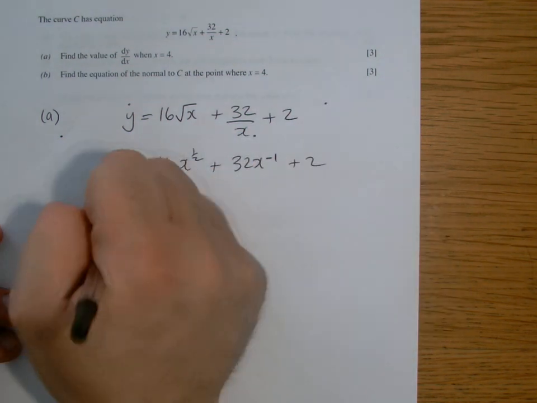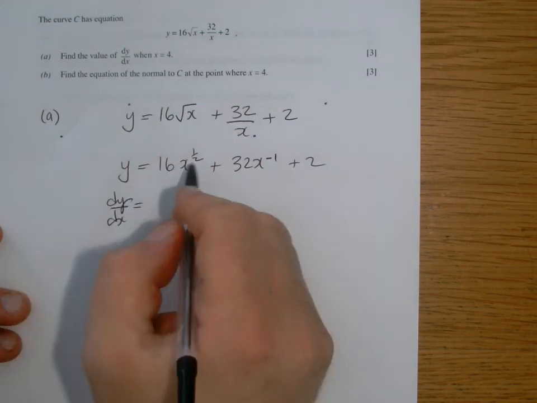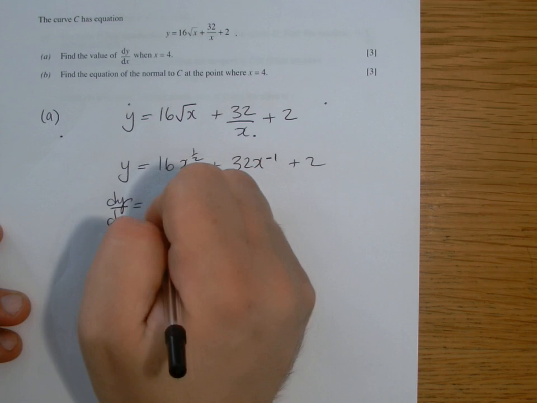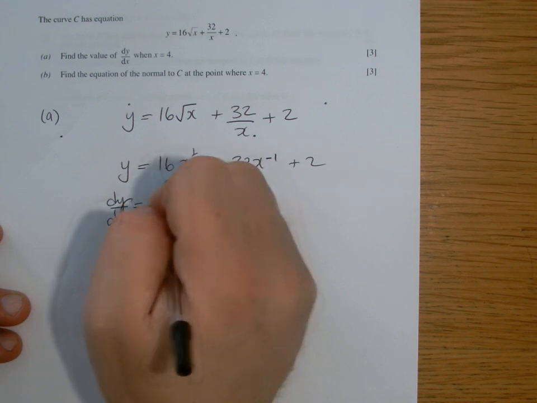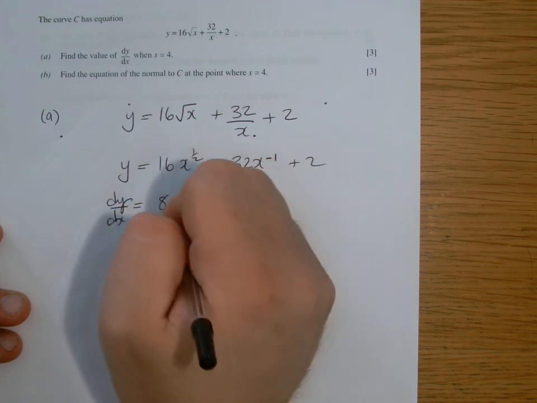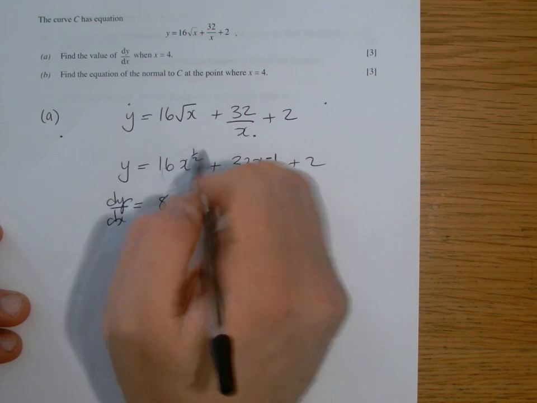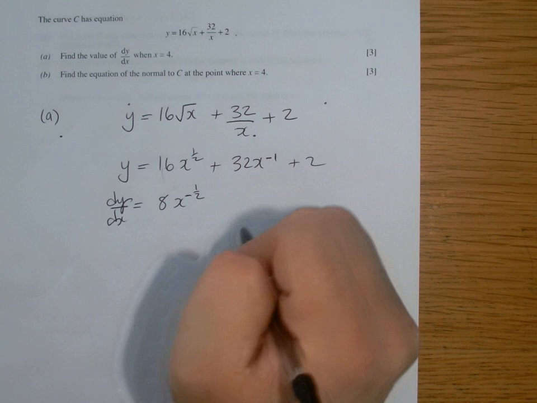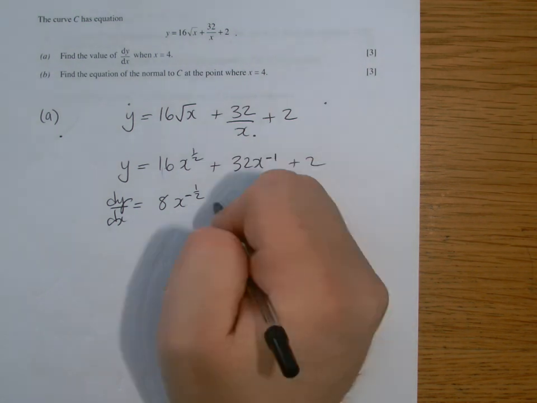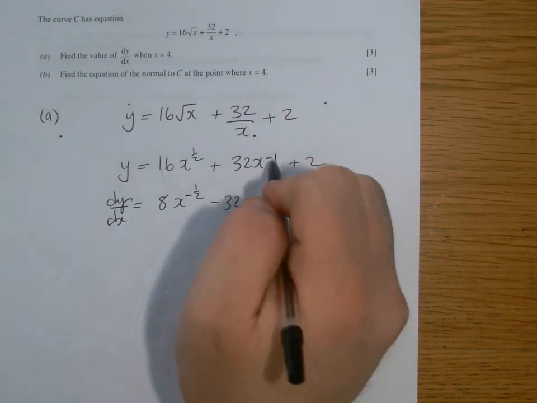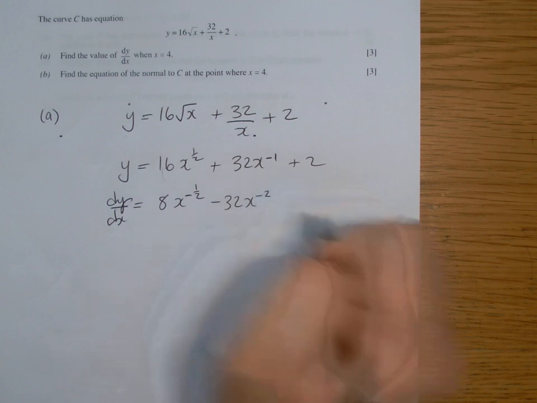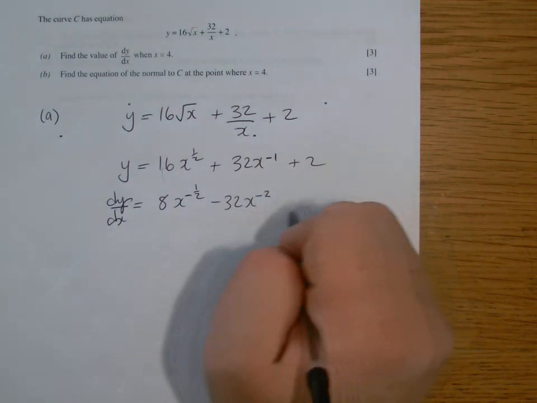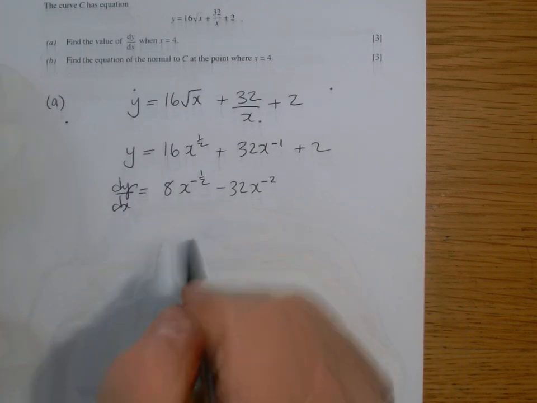So if we do dy dx, you bring that power half down. So half comes down. Half times 16 is 8. And I bring that x down, and I take away 1 from a half. If I take away 1 from it, I get minus a half. And then same here, bring the power down, minus 32x, and then take away 1 from that, it would be minus 2. And then plus 2 is a constant, so you differentiate it, and it becomes 0. So I've got this.